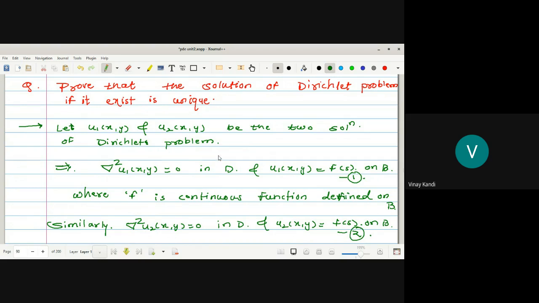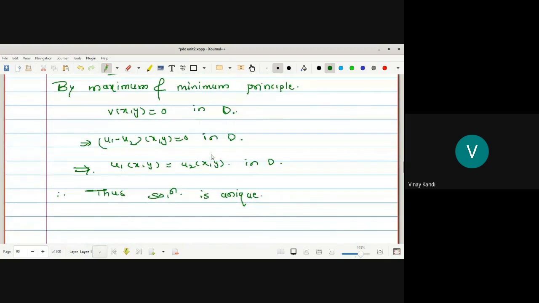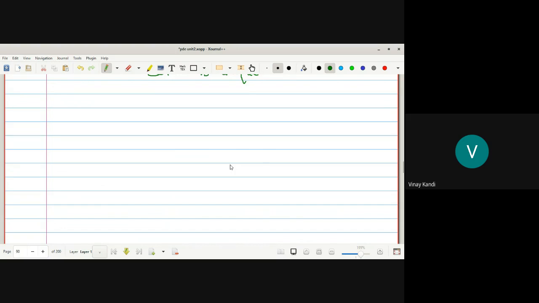Now, moving toward the next point. The next point is Green's identity. What is Green's identity? Look at here. For Green's identity, you need to know what the Green's theorem is.